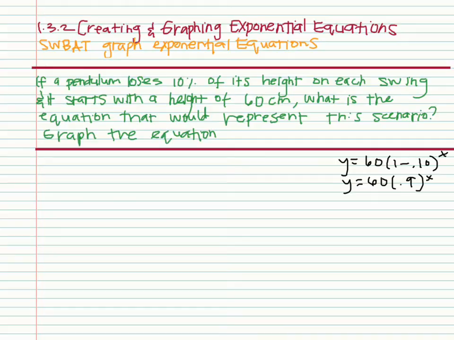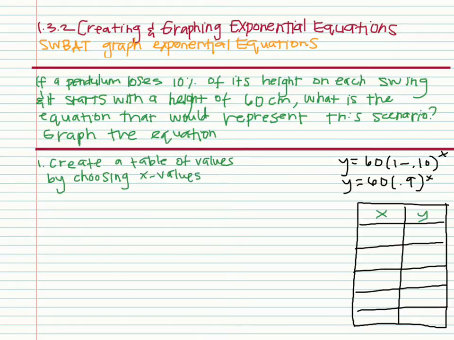The first thing I need to do is create a table of values by choosing x values. I've created my table, and I'm going to choose the x values I want to use. There are no set values that you have to use. Look at the equation and ask yourself which ones make sense. 0 is always a good one to use because anything to the power of 0 will equal 1. 1 is also a good one to use. From there, you can just decide. For this one, I'm going to do 2, 3, and 5.